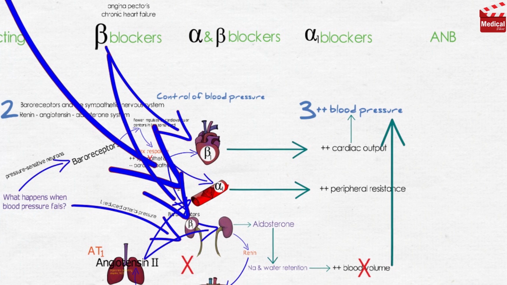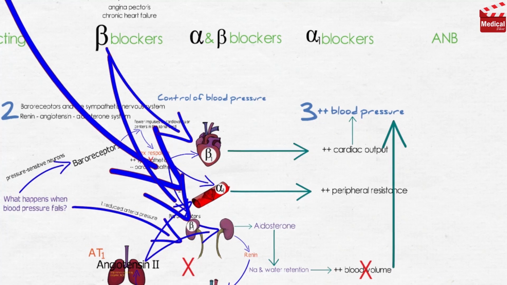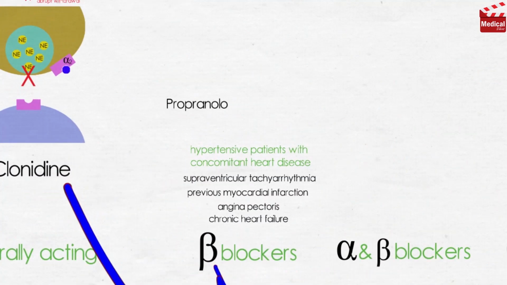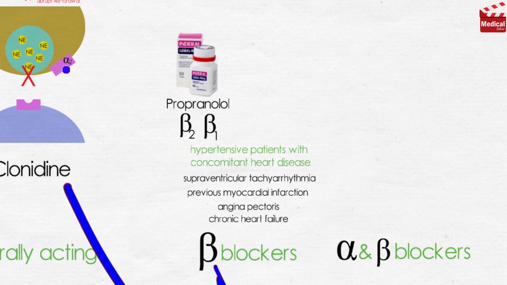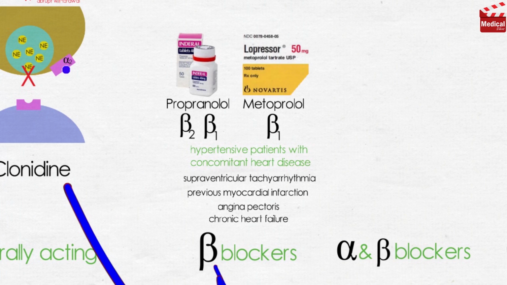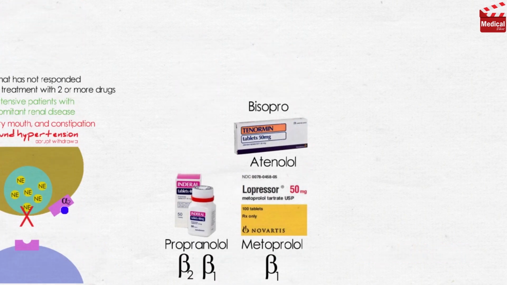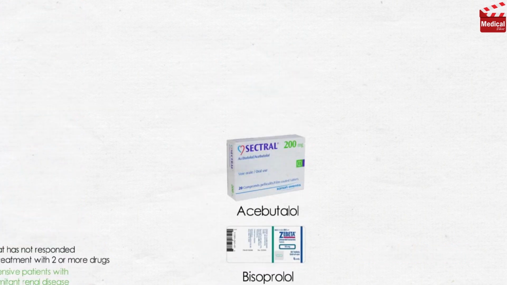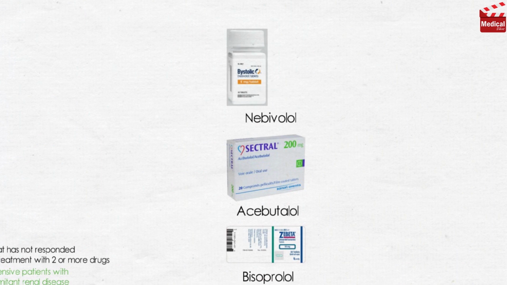They may also decrease the sympathetic outflow from the CNS, by blocking the presynaptic beta receptors. The prototype beta blocker is propranolol, which acts at both beta-1 and beta-2 receptors. Selective blockers of beta-1 receptors, such as metoprolol, atenolol, bisoprolol and acebutolol. Nebivolol is a selective blocker of beta-1 receptors, which also increases the production of nitric oxide, leading to vasodilation.